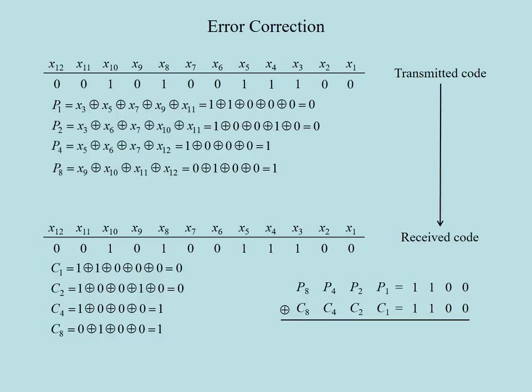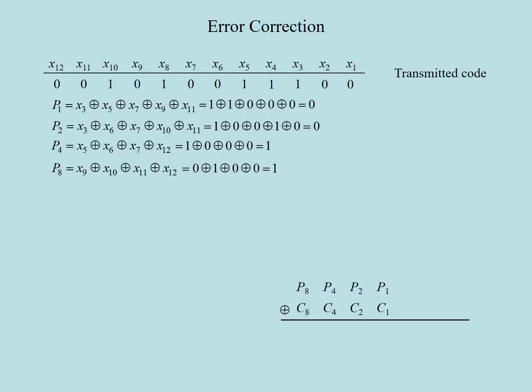The received parity bits are X8, X4, X2, and X1, namely 1, 1, 0, 0, respectively. The computed parities C4 to C1 are also 1, 1, 0, 0. XORing these bits pairwise results in a 0 of 4 bits. Therefore, we conclude that the received message is correct.